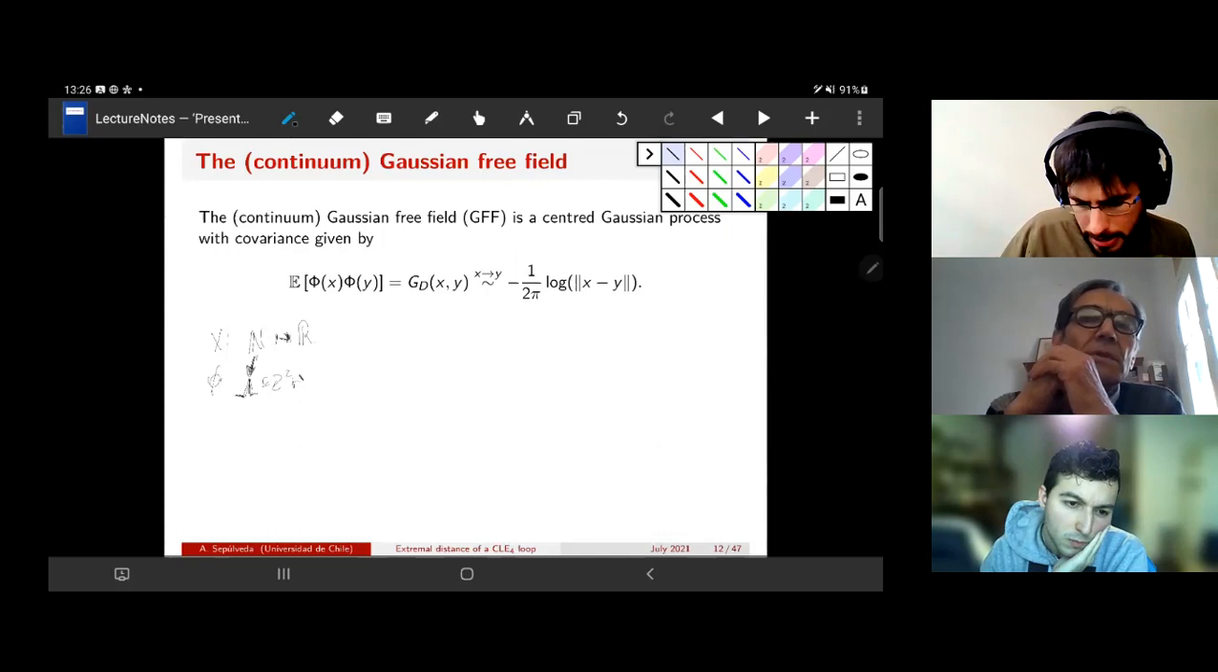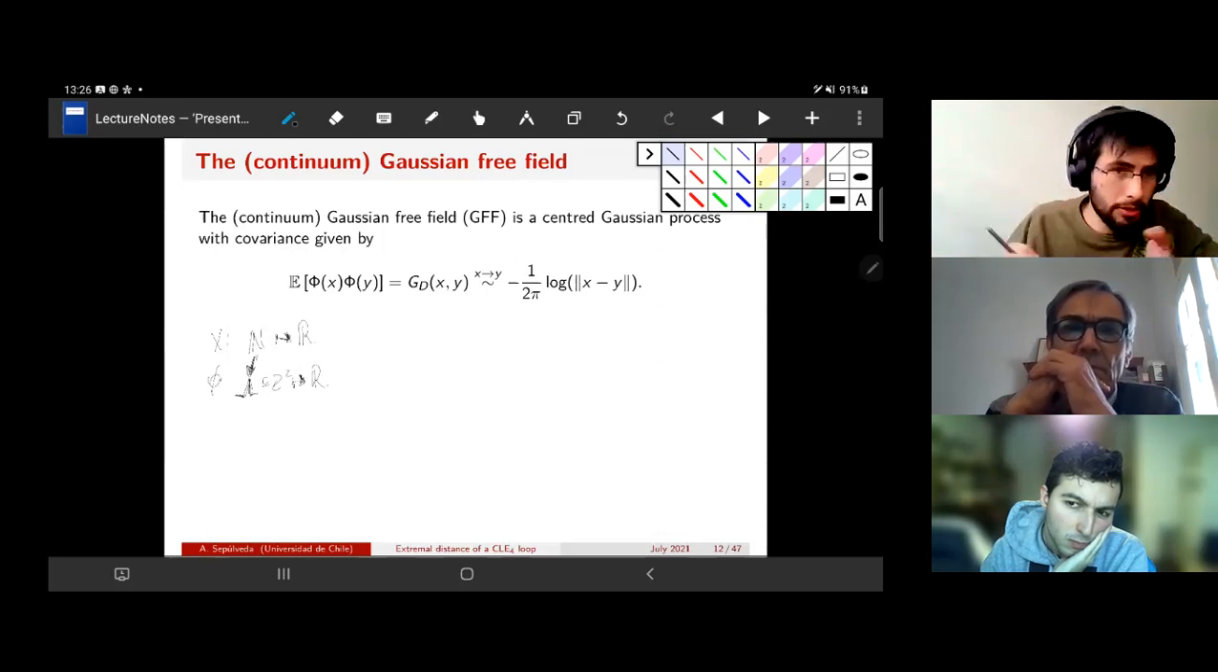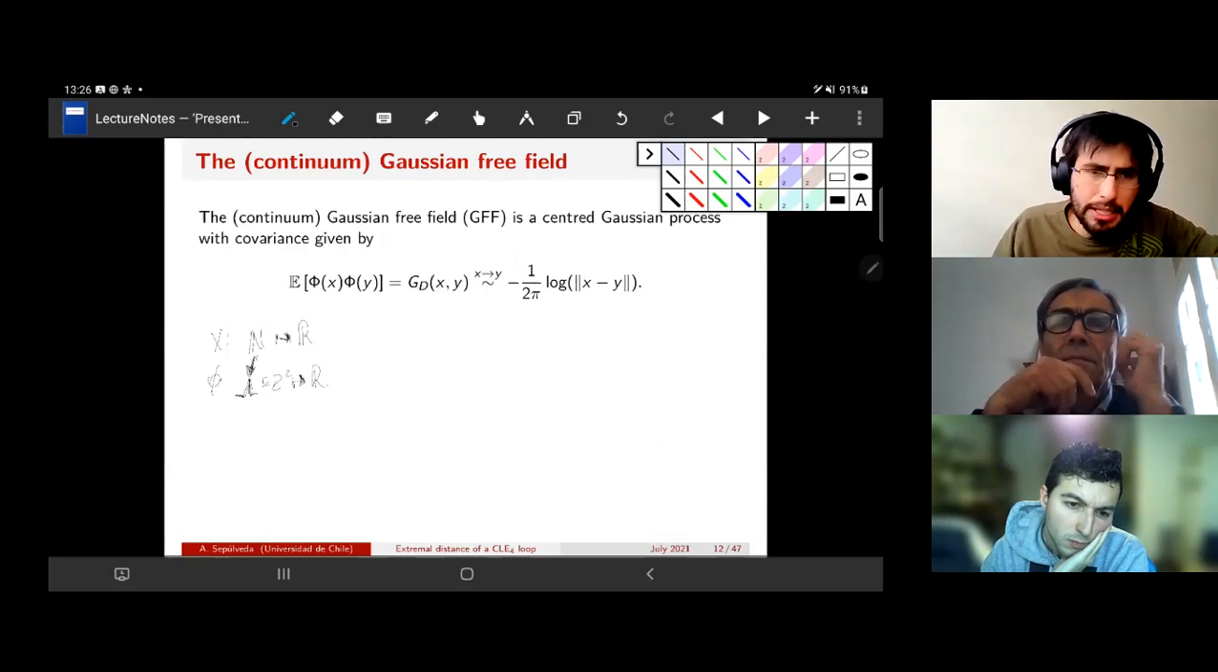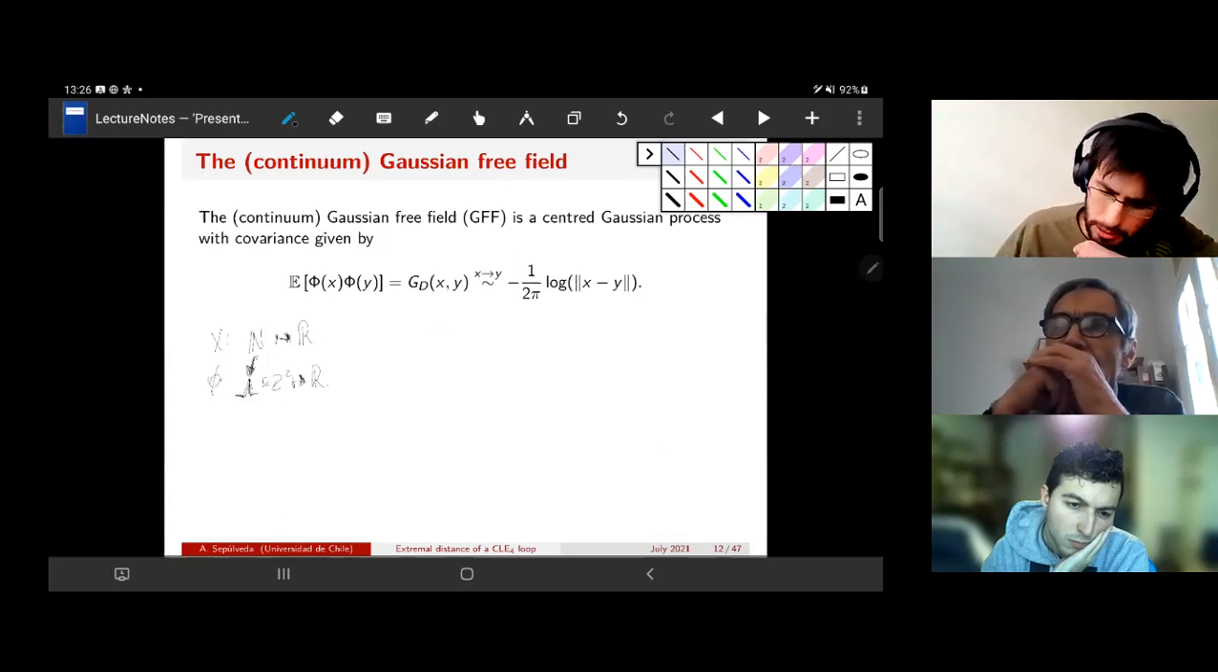And in a way, it is the natural generalization of a random walk when time is a two-dimensional object. And in this case, one wants to build the same thing on the continuum. So on the continuum, it's going to be the generalization of Brownian motion. So if you have Brownian motion as a function that goes from the positive numbers to R, the Gaussian free field will go from a domain to R.